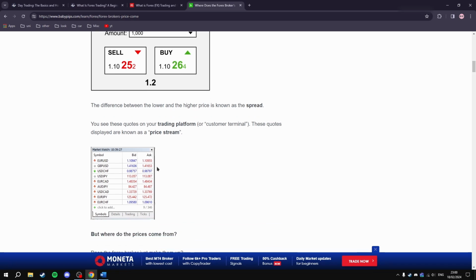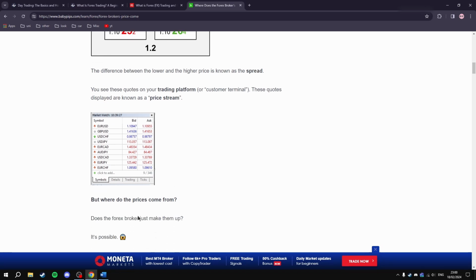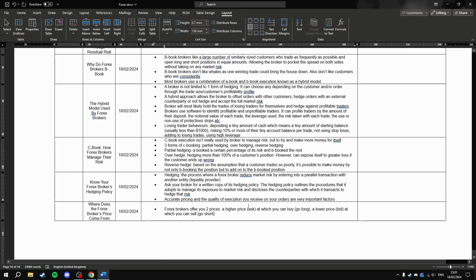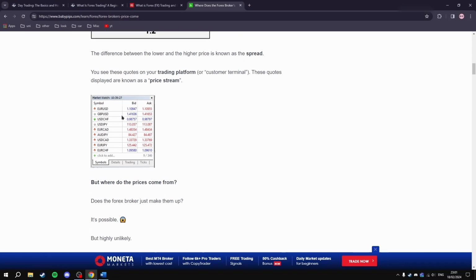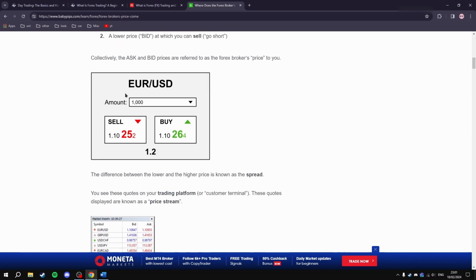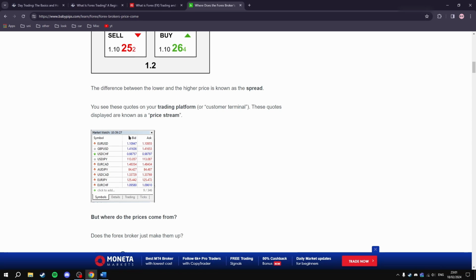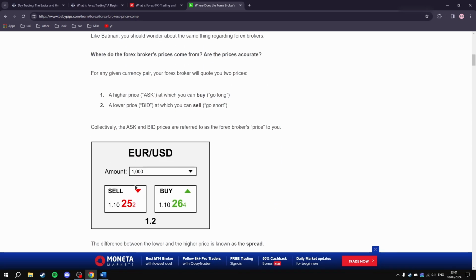You can see these quotes on your trading platform or customer terminal. These quotes displayed are known as the price stream. So you've got the price stream here, the bid, aka the sell, and the ask, the buy price.